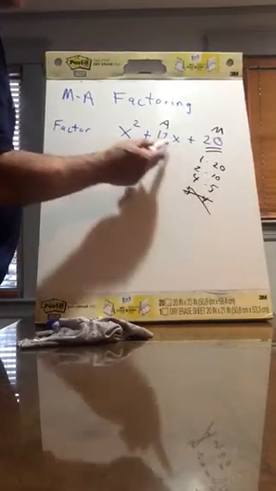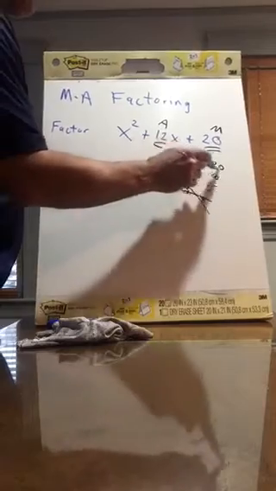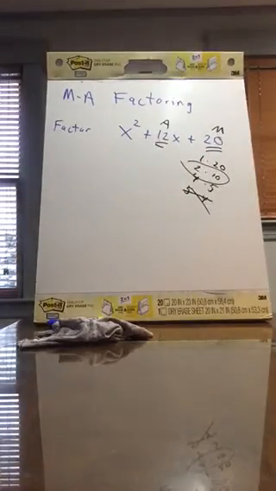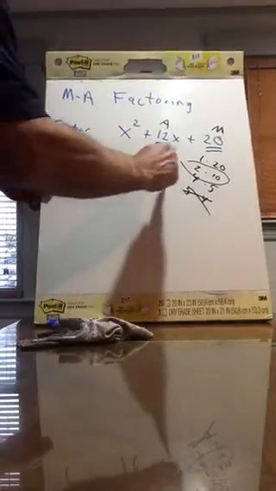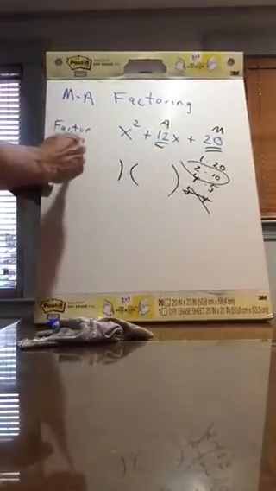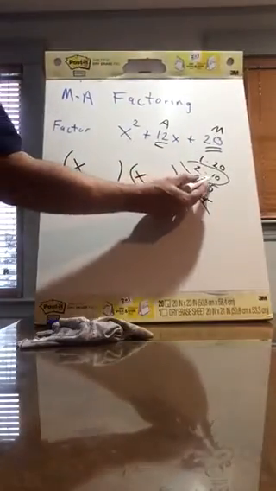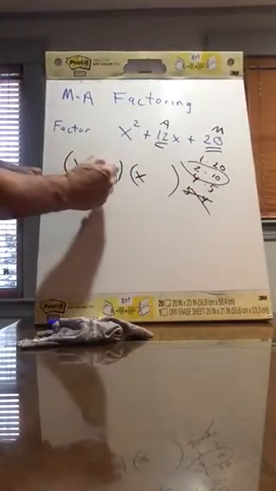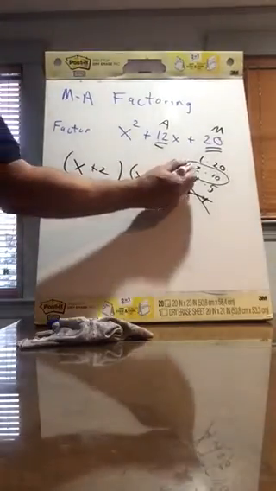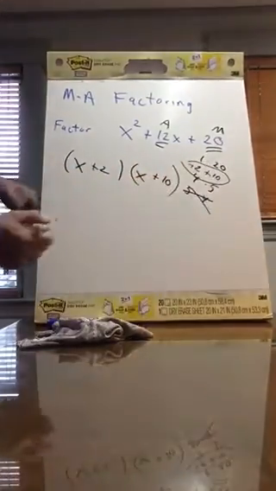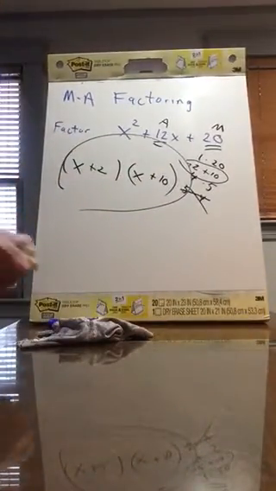At the same time, which ones add to 12? Well, it'll be this one. 2 and 10 add to 12. So we circle that because that's our combination. Then we write two sets of parentheses like this. It'd be x, x. And then it's a positive 2 and a positive 10, so plus 2 plus 10. How did I know it's plus plus? Because that was a positive 2 and that was a positive 10. And that's your answer. Easy as that. Here's another one.